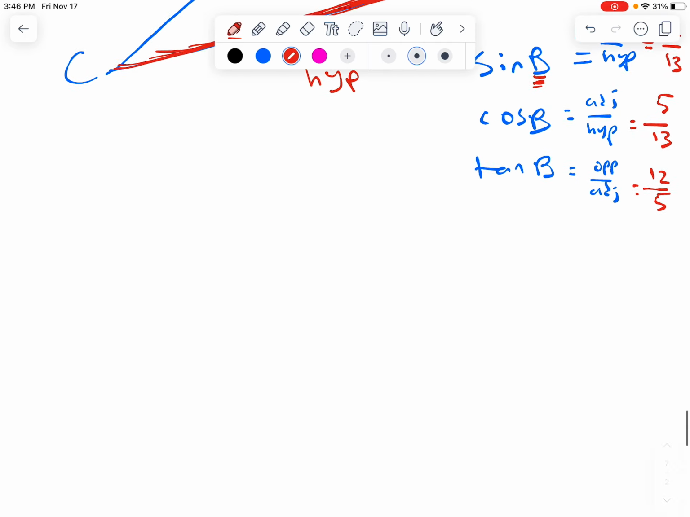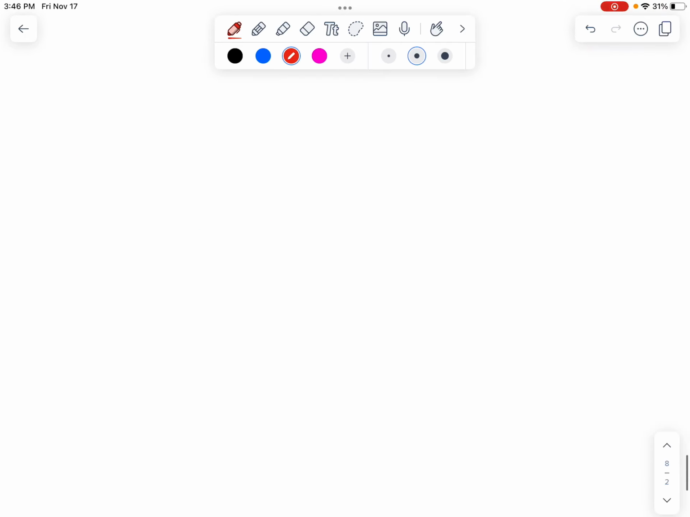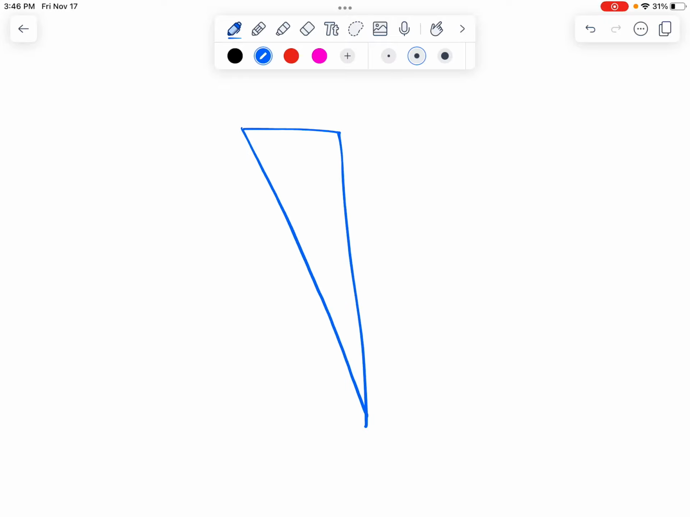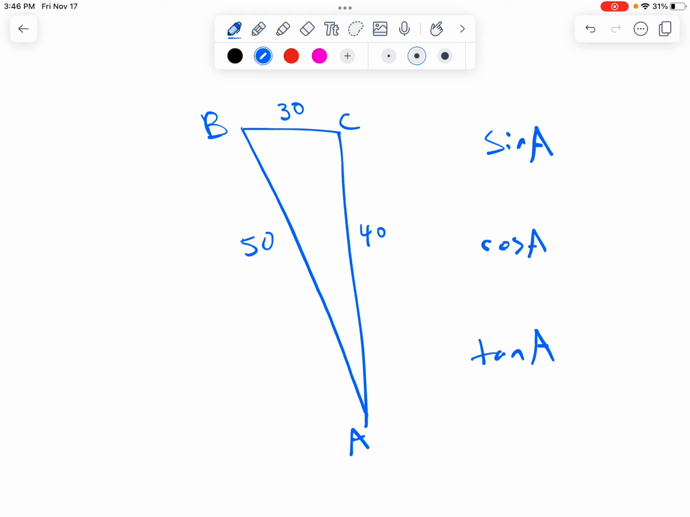Let's just do one more example here. Let's say I've got something like this. And let's say this is 30, 40, and 50. And let's call this side A, B, C. Okay, so sine, cosine, tangent. Go ahead and pause the video and answer that. Oh, actually, you can't pause it yet. I haven't told you which angle. Let's choose angle A. Now you can answer these. So pause the video, answer these questions.